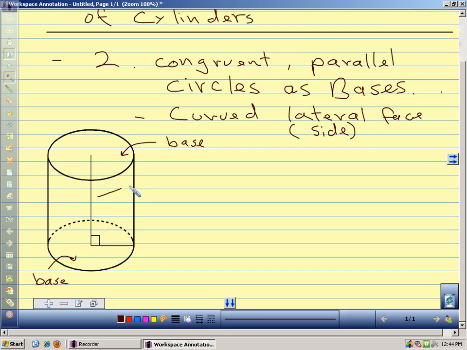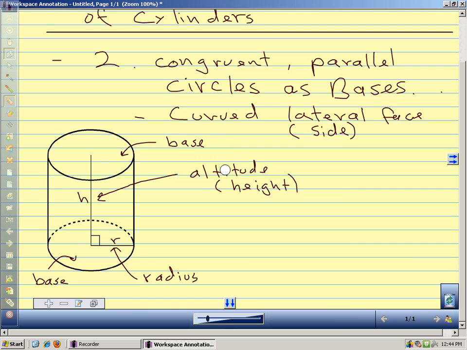The segment here in the center that goes between the bases at a 90-degree angle is our altitude. And that's how we find our height. I'll label that H, and this we'll label R. That's the radius of the base. So these are really the only parts that we have to worry about on a cylinder. We have our altitude, where we find our height. We have our radius. And we have our two bases.